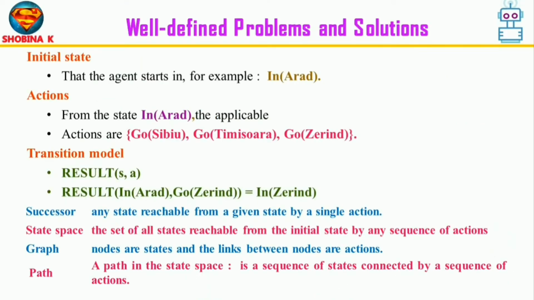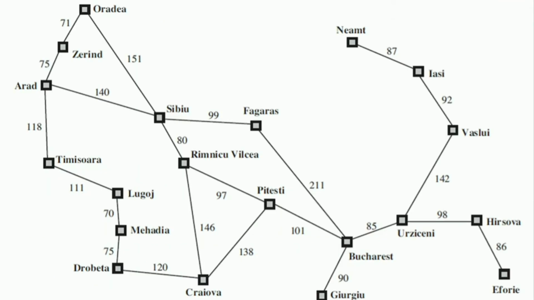Together, the initial state, actions, and transition model implicitly define the state space of a problem. So states are total states in a problem. And the state space forms a directed network or a graph in which the nodes are states and the links between the nodes are actions. The map of Romania can be interpreted as a state space graph, and we can see the road for two driving actions, one in each direction.